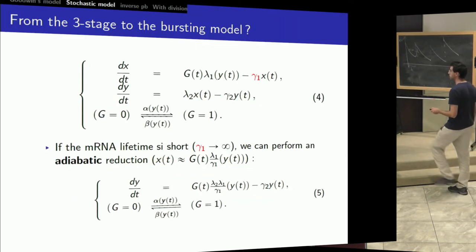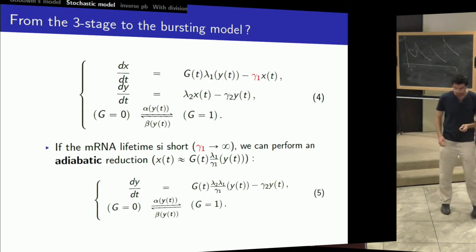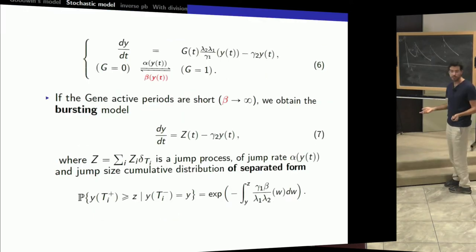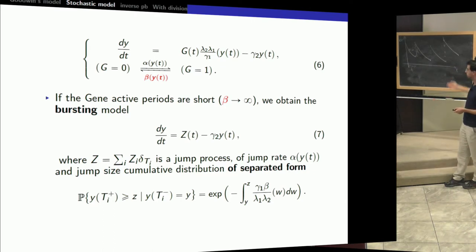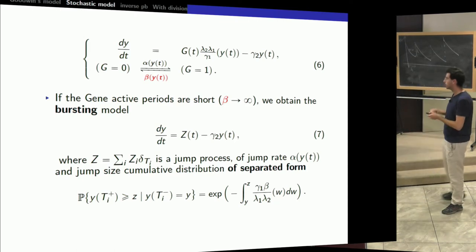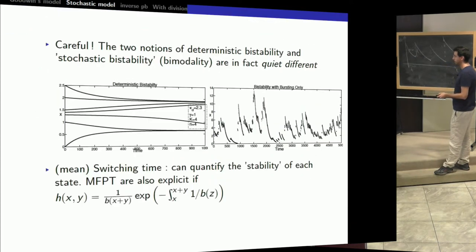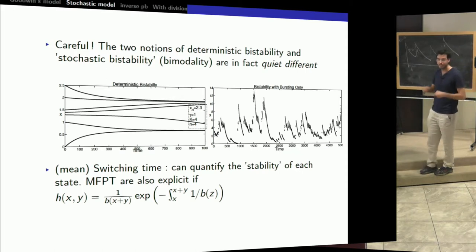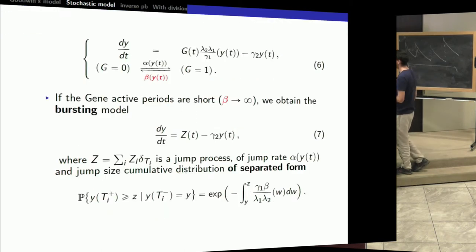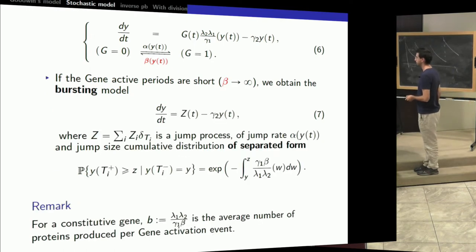But if there is post-transcriptional regulation, so if this lambda 2, the initiation rate, is modulated by some weird mechanisms that you are maybe more aware of than me, then it's not an exponential distribution. And I'm back to the formula where I generalize my exponential. It's funny enough that the generalization we did of the exponential, having this particular form of jump size distribution, is exactly the one you obtain when you reduce your model from the two or three stage to the bursting model. So it's nice because you have a generic formula that holds for any reduction of this kind of model. So it's still quite generic.